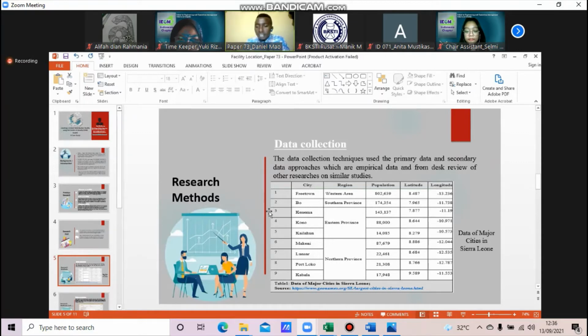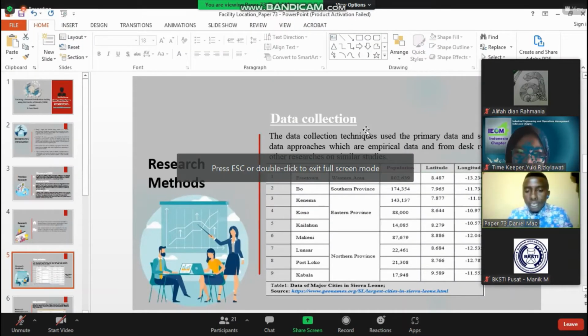Because of the global pandemic, it is quite difficult to meet people one-on-one, face-to-face, and gather data. So we used secondary data from other writers, what they have done before.